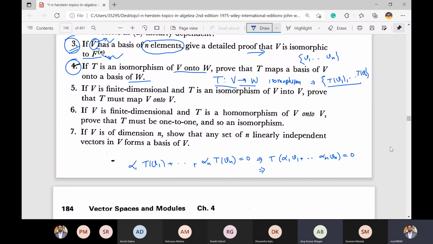T maps 0 to 0. Yeah, but it can map something other than 0 to 0 as well, no? T of V1 could also be equal to 0, or not? But this is an isomorphism. Okay, so you have to use the isomorphism property. This becomes alpha 1 V1 plus up to alpha n Vn equal to 0, since T is one-to-one. So after that you will get each alpha equal to 0. Okay.